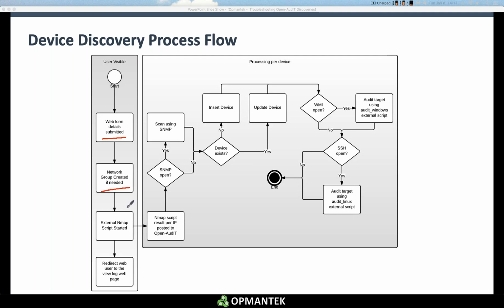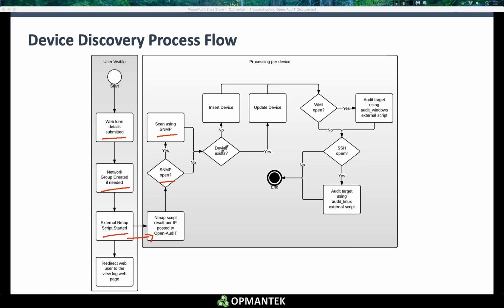A network group is created if it's needed, if it doesn't already exist. The external nmap script is started. Once that starts, flow cuts over to the right here. The results of that nmap script are pulled back. If we see that the SNMP port is open, so 161 UDP is open, then we'll scan using SNMP. So we look for SNMP credentials and check to see if that's available, if we're getting content back.